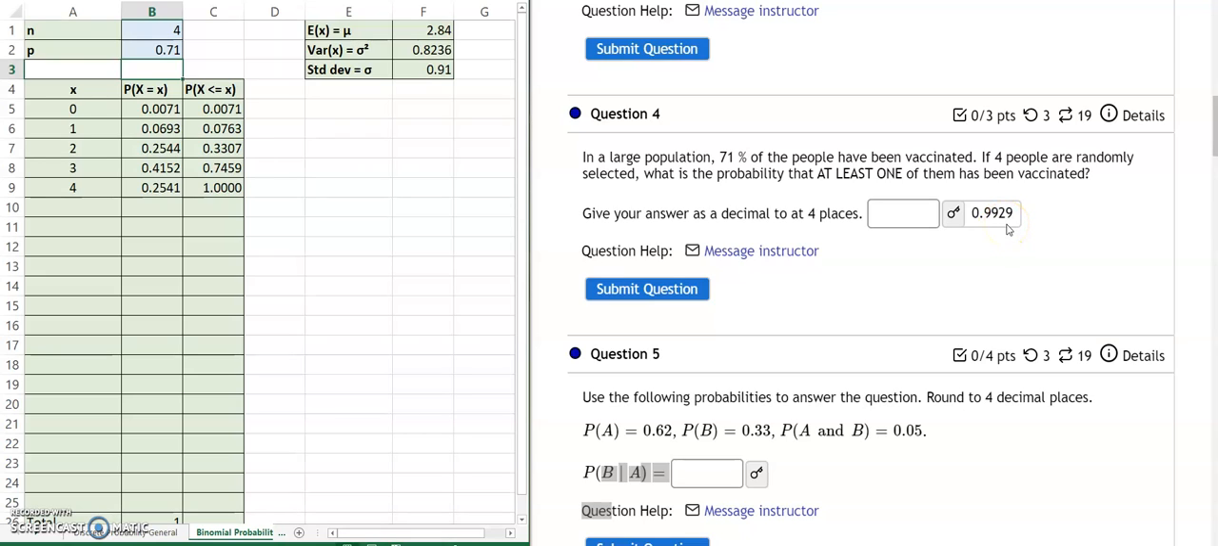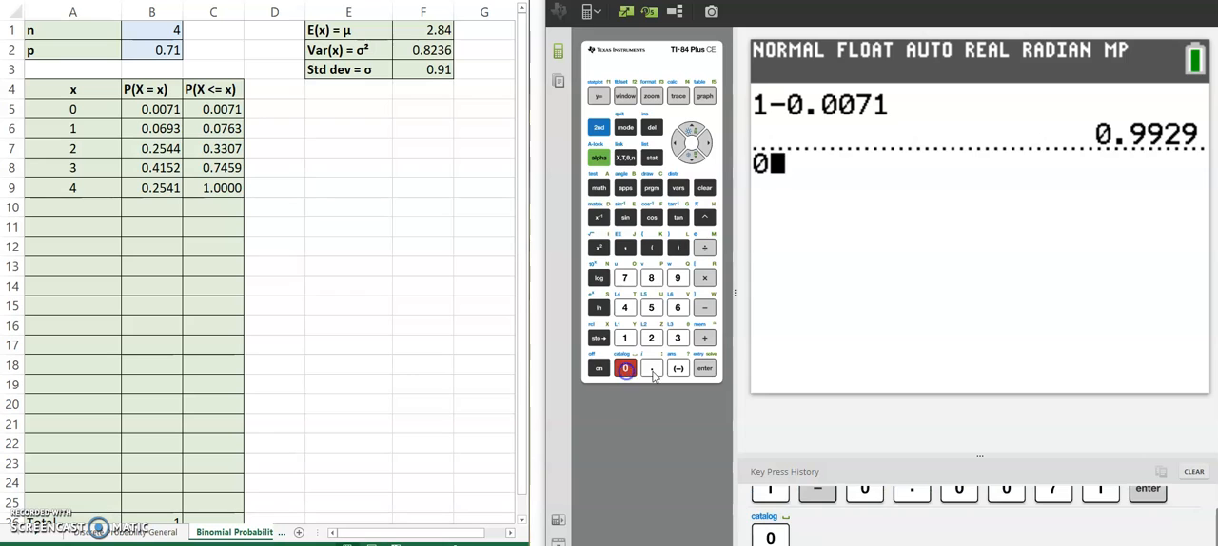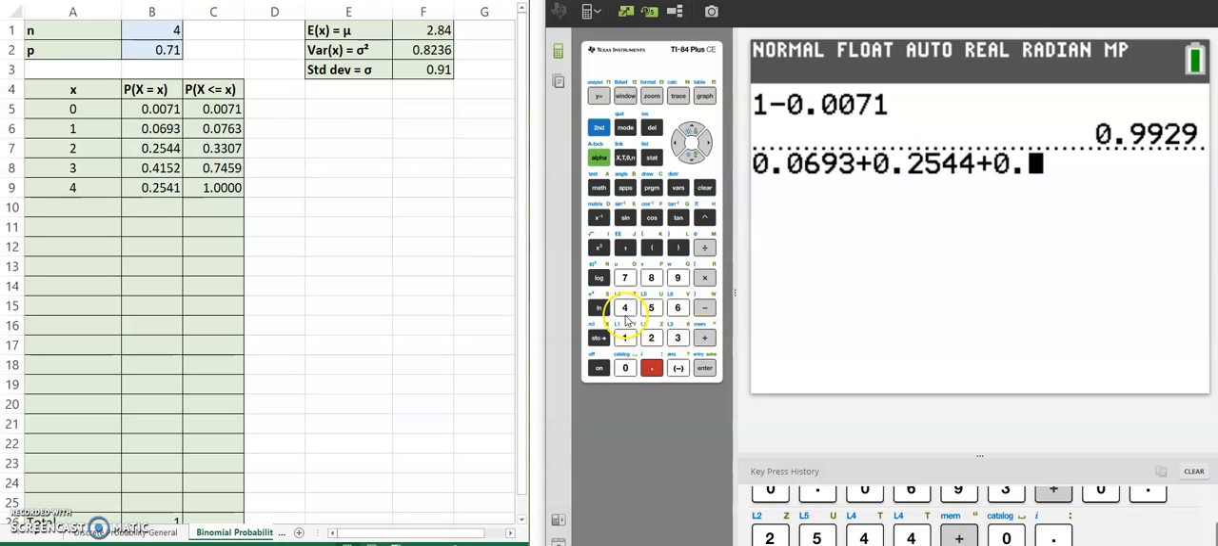So just a little shortcut, we could have done the same thing if we pull out our calculator here and we added the probability of it happening once, plus the probability of it happening twice, plus it happening 3 times, and the probability of it happening 4 times.